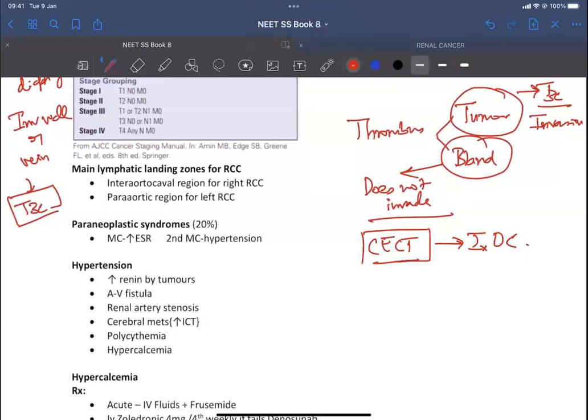So what are the landing zones? It's the same as for testicular tumors. It's the entire caval region for right-sided tumors and para-aortic region for left-sided tumors. And we all know what paraneoplastic syndromes are. These are due to cytokines produced by the tumor, and RCC is notorious to produce a variety of paraneoplastic syndromes.